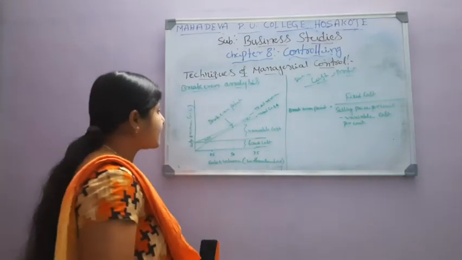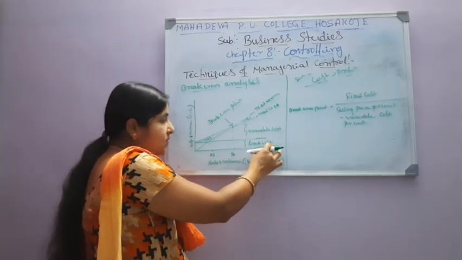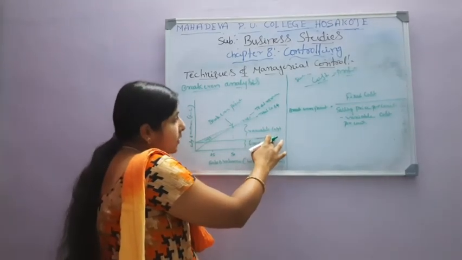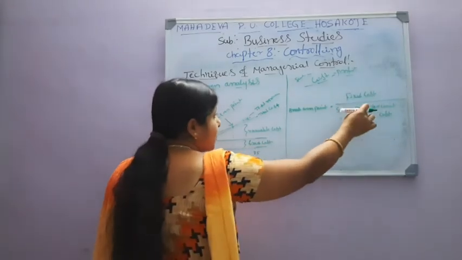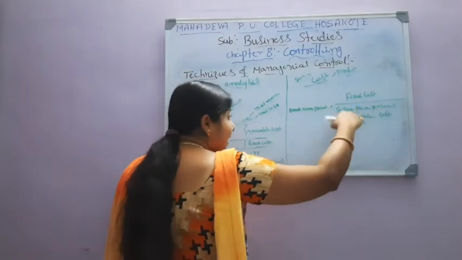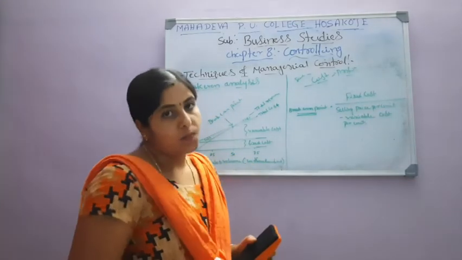Okay, fixed cost. This is the fixed cost, meaning the cost is already fixed. In the variable column, it is a changeable cost. So fixed cost divided by selling price per unit minus variable cost, just like that we can find out the break-even point.